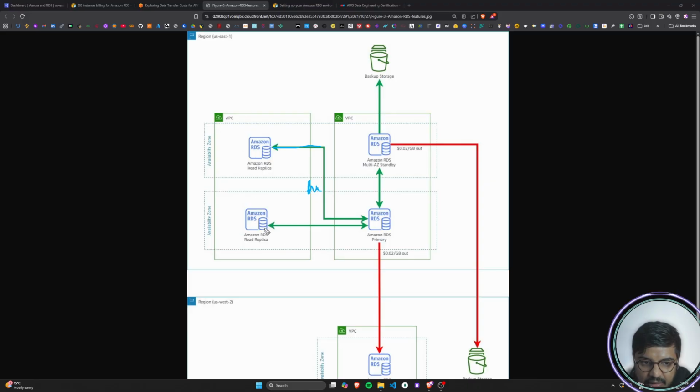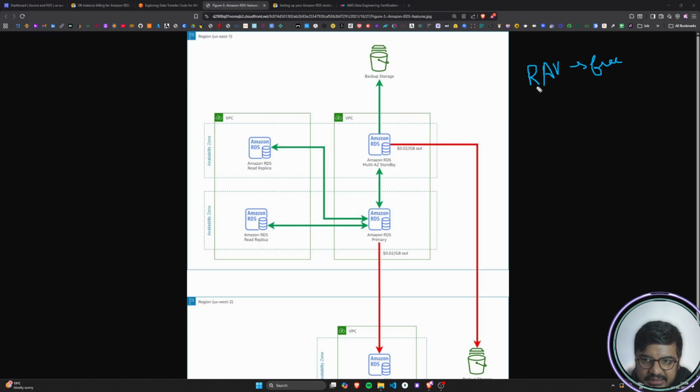In the same region, same availability zone but different VPC, it's free, right? So let me do it this way. Let me create a table. If I talk about the same region, same availability zone, and same VPC, it will be free. So this will again be free.